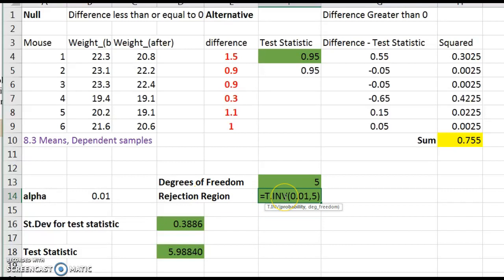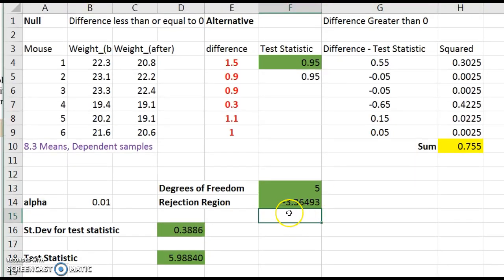Reminder, this always gives you the left side critical value. Since I am looking for a greater than 0, a right tail test, it would just be positive 3.365. That's my positive end critical value. And my test statistic comes back greater than that. So it's further into the tail, so I will end up rejecting my null.